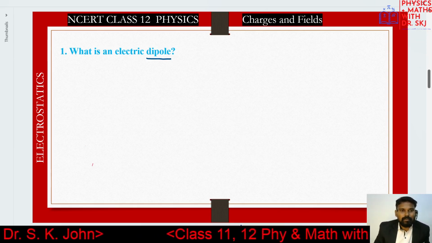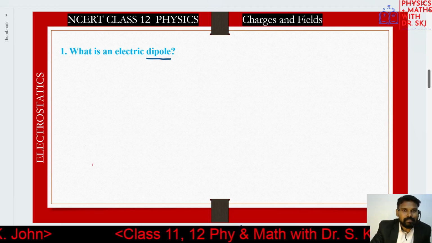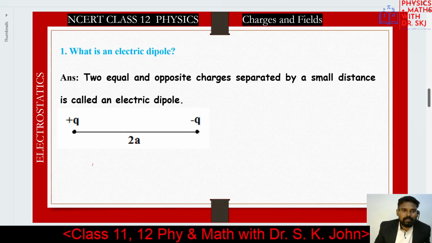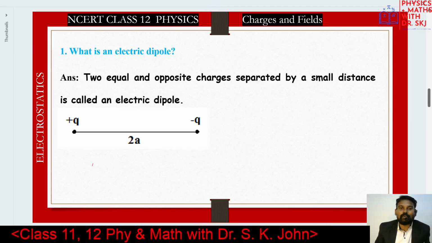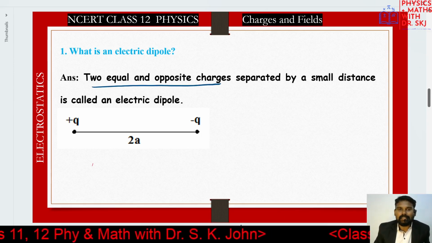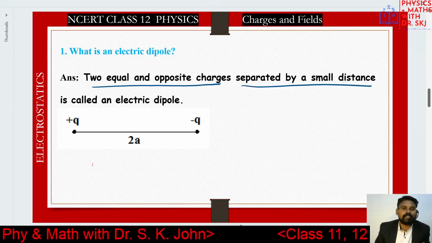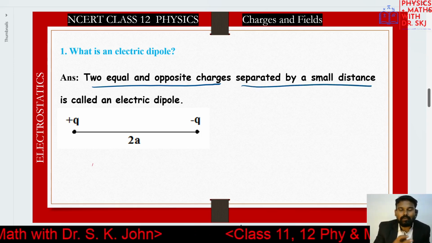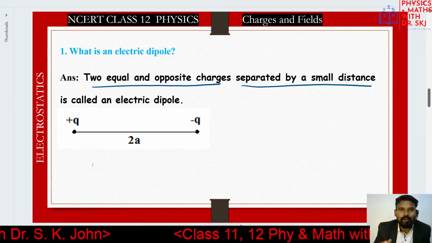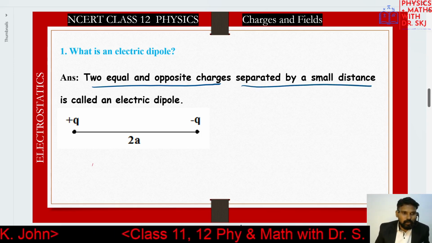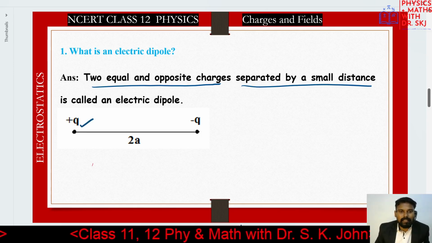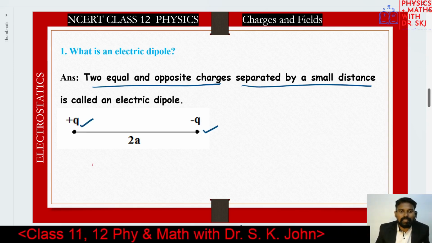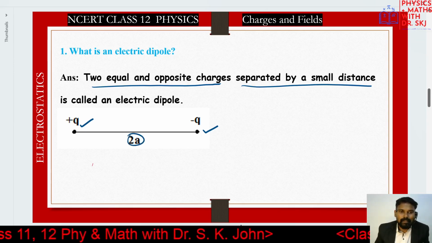So what is an electric dipole? An electric dipole consists of two equal and opposite charges separated by a small distance. Two equal and opposite charges separated by a small distance is called an electric dipole. So there is a plus q charge and a minus q charge which are separated by a small distance. This distance is very small.